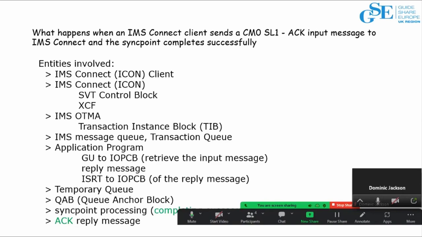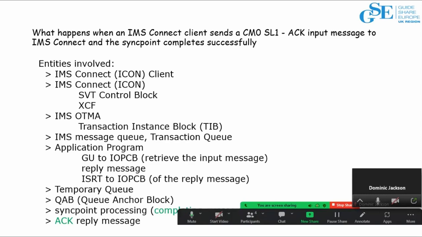So the first branch is obviously, the sync point has completed successfully. So what happens in that case? The first branch is the IMS Connect client sends out an ACK message, right? So IMS Connect sent the reply message to the IMS Connect client, and it was waiting for the ACK or the NAK reply message from the client, right? So from here, we will take two different, separate branches.